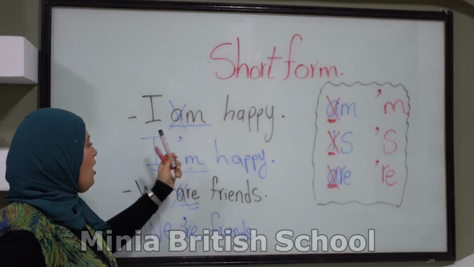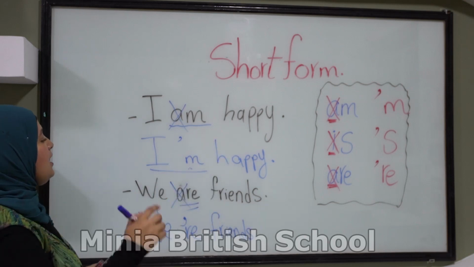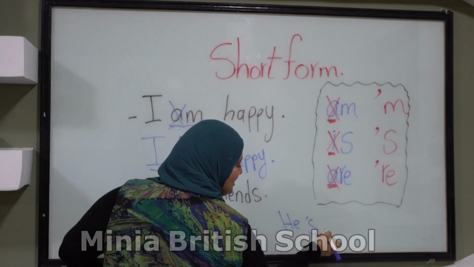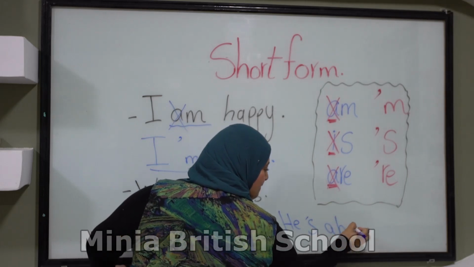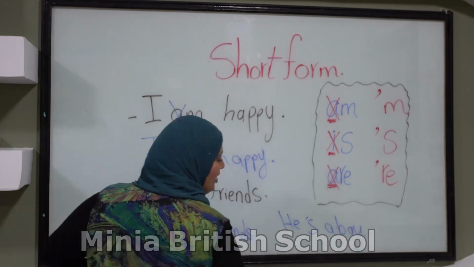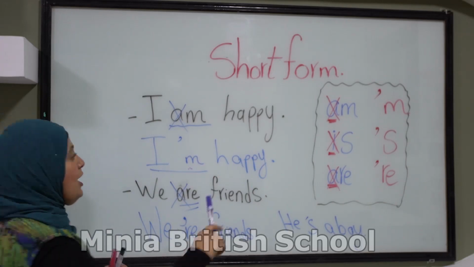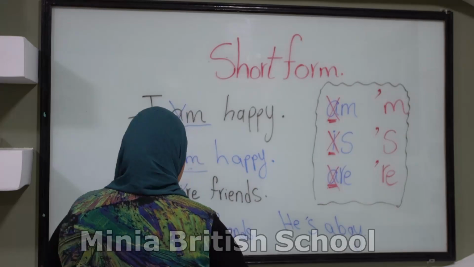I am happy. I'm happy. He is a boy. It will be, excellent, he's a boy. Okay. This is the short form, so I make the short form for am, is, and are.